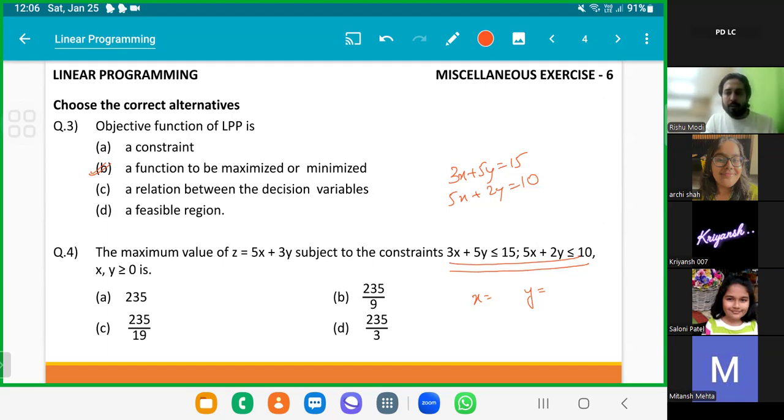Anyone with the values of the simultaneous part? What is the value of x and what is the value of y? Yes, no one?